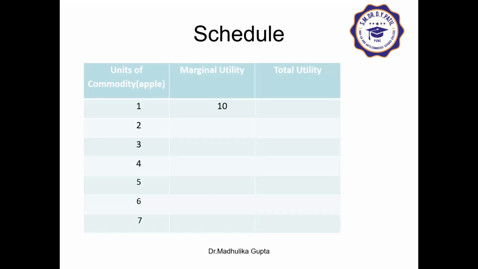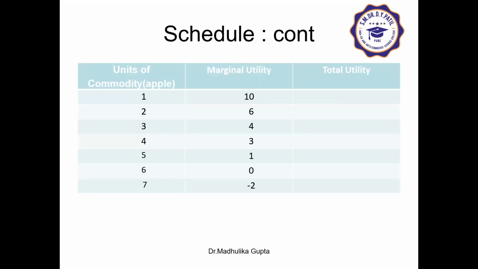For example, after eating first apple, you got a marginal utility of 10. So total utility will be adding up. So after eating second apple, you got marginal utility of 6. After eating third apple, you got marginal utility of 4, and so on. Once you ate 5 apples, your utility becomes 0 when you eat a sixth apple, because you're done eating now. Your stomach is full. And after you eat seventh, your utility is negative. You don't want to eat it, but still you're eating it.